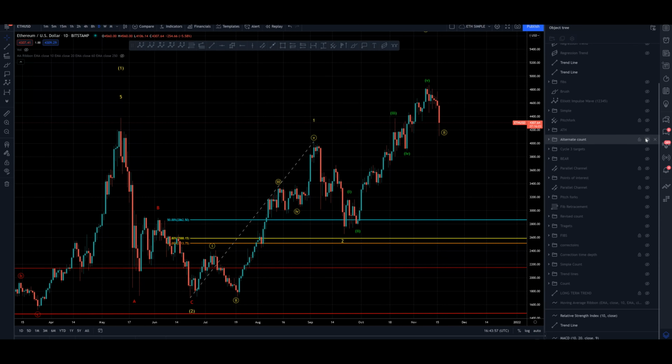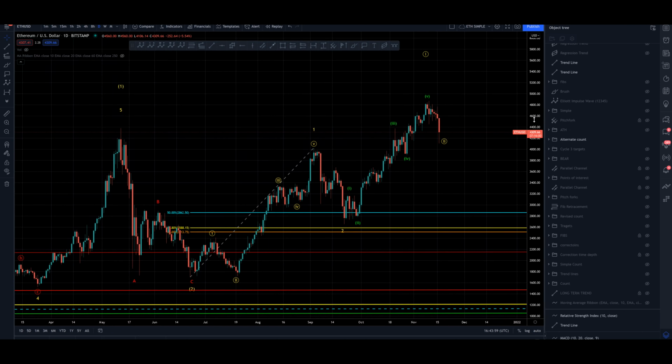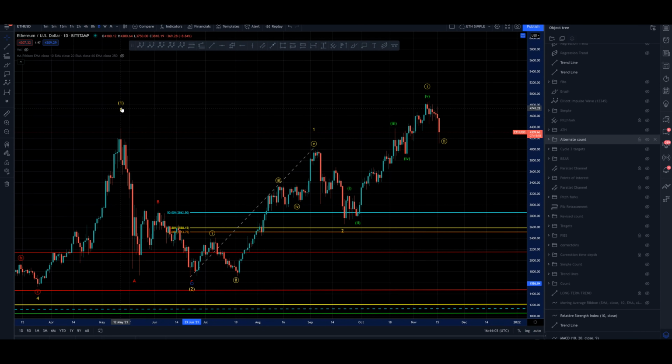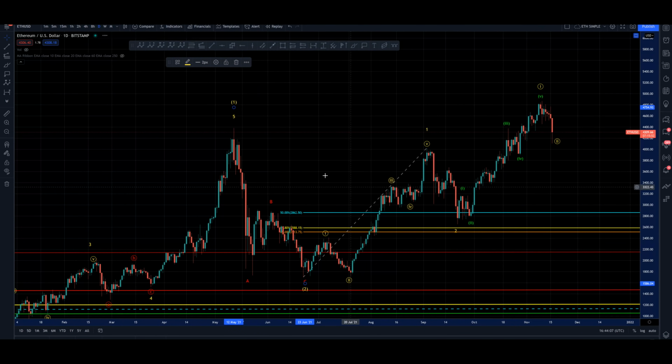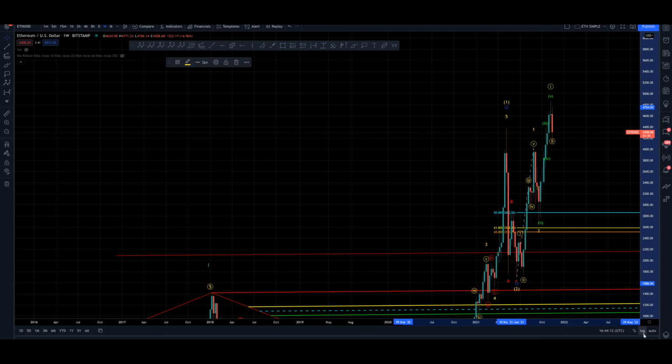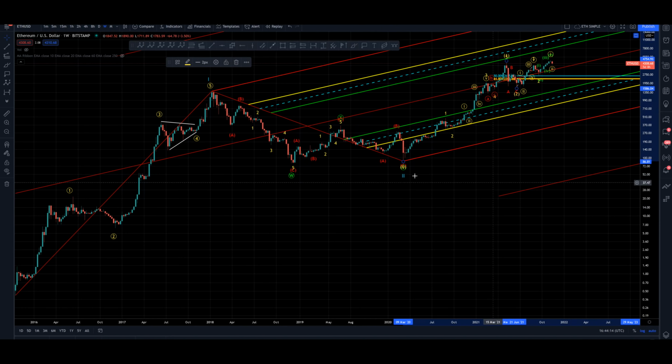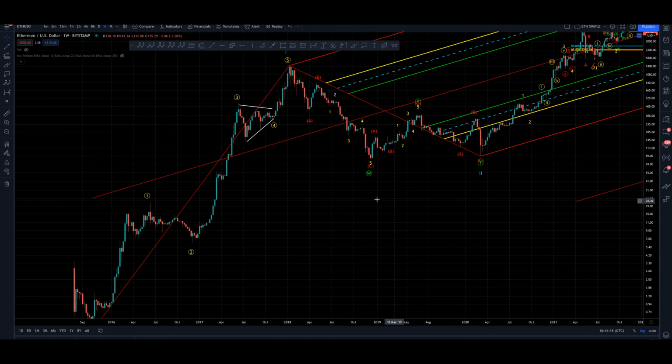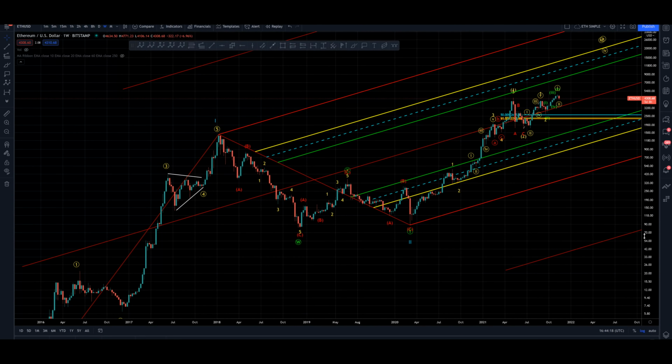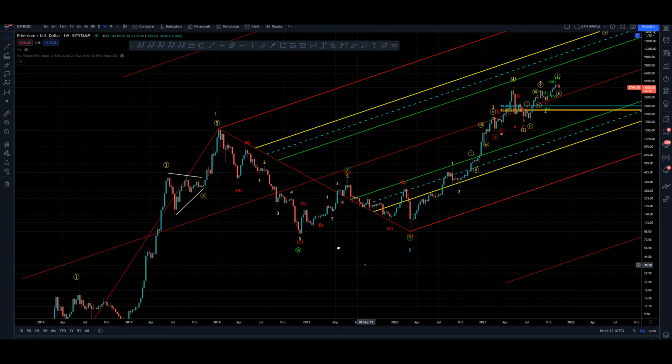Alternate count. So this is a very bullish count. A very, very bullish count. Much more so than the one we were just observing. So let's come back to the weekly here for a minute and put this into log scale. Auto the chart. So I've been looking at this and I've been thinking this could be what's going on.